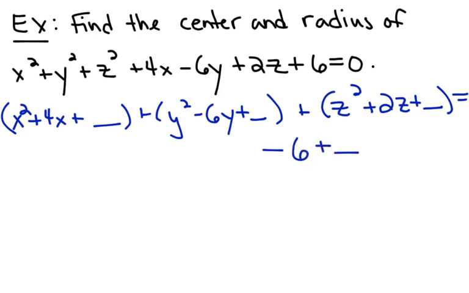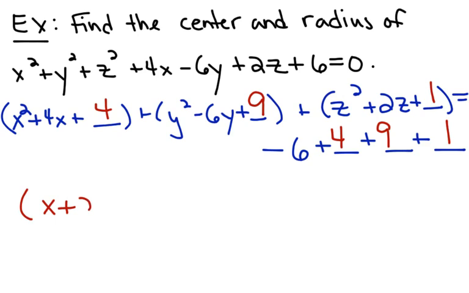And since we're going to add 3 new numbers to the left side of this equation, we're going to add 3 numbers to the right side. Remember that the way you figure out how to complete the square is you take the middle number, divide it by 2, and square it. So 4 divided by 2 is 2, 2 squared is 4. 6 divided by 2 is 3, 3 squared is 9. And 2 divided by 2 is 1, 1 squared is 1.